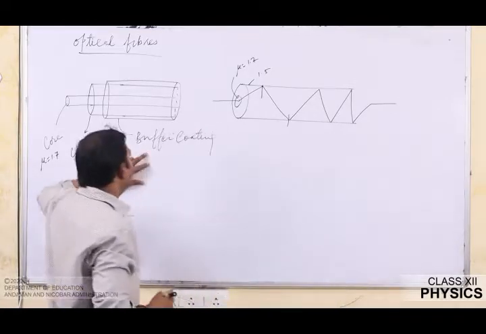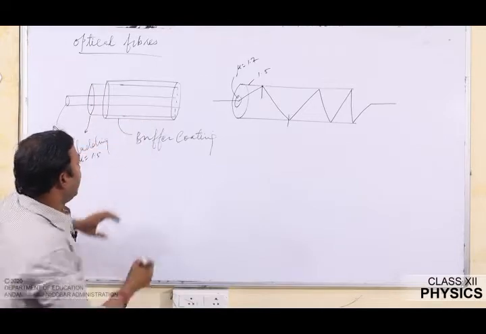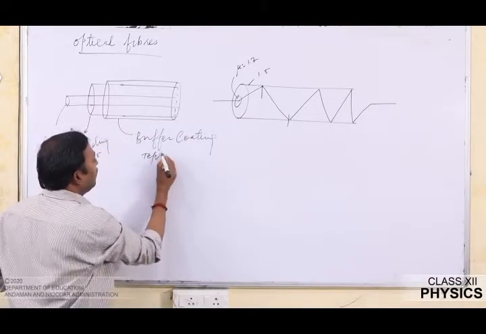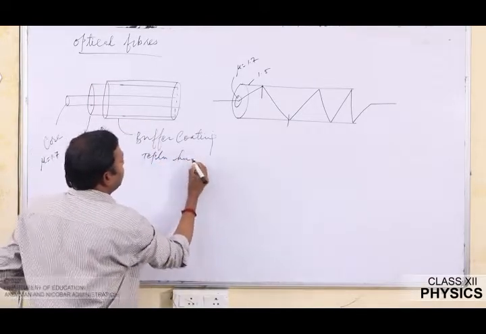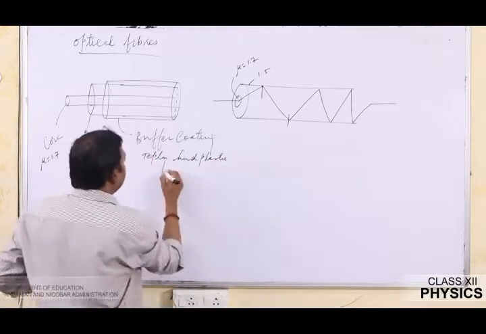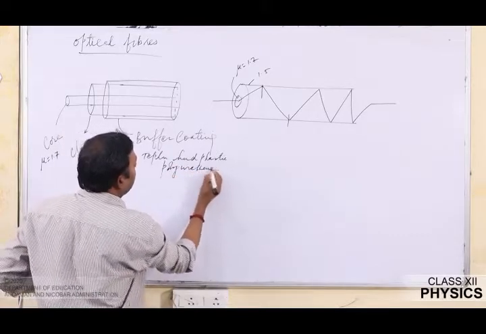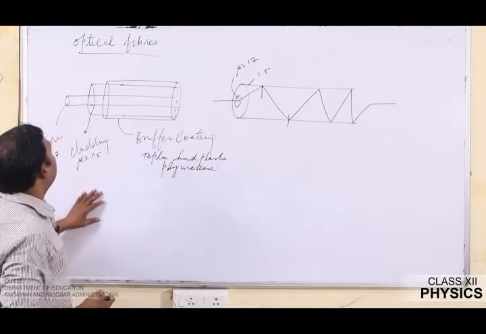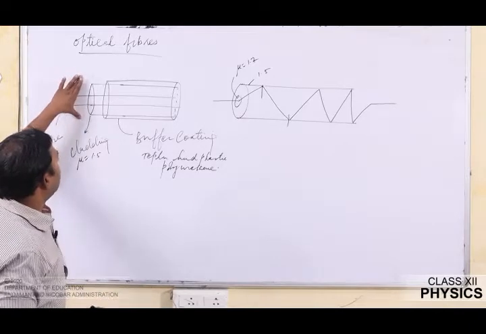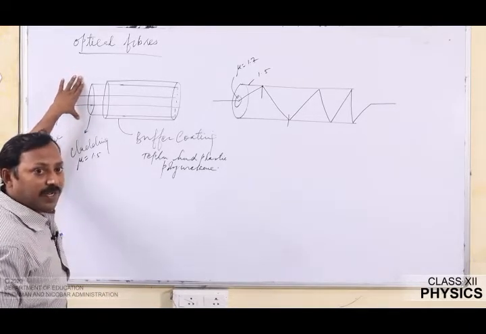So, the buffer coating is actually used to protect the inner layers. It is made up of Teflon or some hard plastic, which is polyurethane. So, this is the working of optical fibers. These are actually bundles of tubes that are based on total internal reflection.